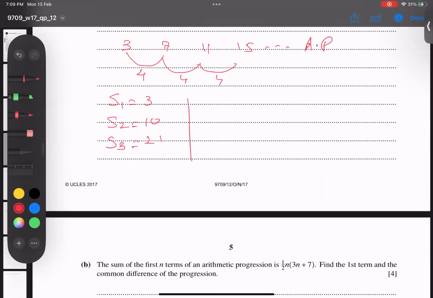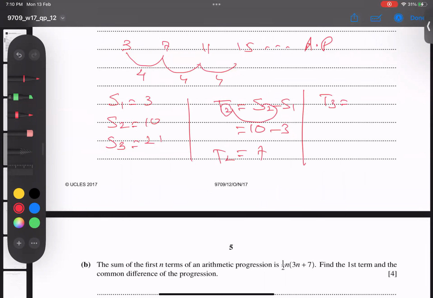Now, if I ask you how to find the second term, I tell you the formula is sum of two terms minus sum of one term. Have a look. The sum of two terms is 10. The sum of the first term is 3. If I subtract, I get 7, which is exactly the same as the second term. Easy. Now, if I'm looking for the third term, what is the basic formula?